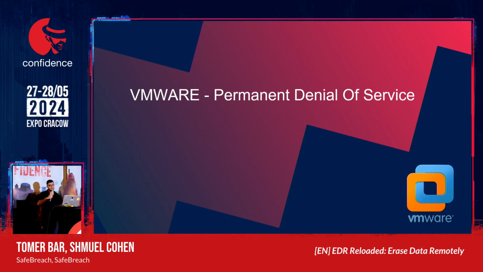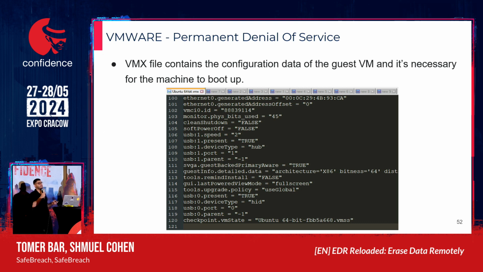And logs are definitely not the only thing that we can attack. Let's see 2 virtual machine attack vectors done under VMware. So we started by taking a look at the VMX file of the guest machine, which is the configuration file of the VM. This file is mandatory for the machine to boot up. Without it, the machine simply cannot boot up.